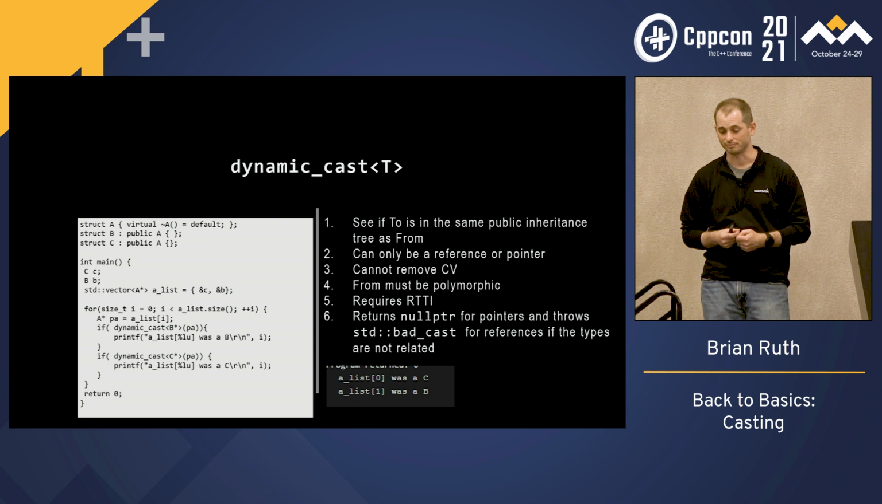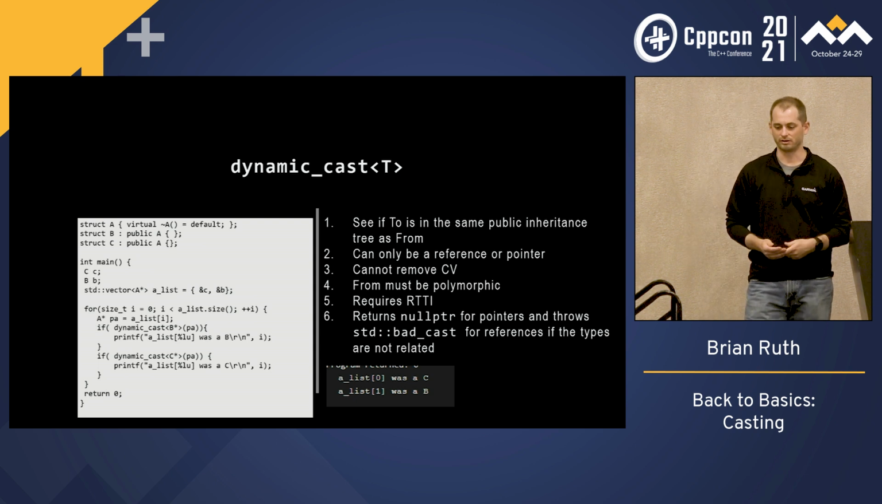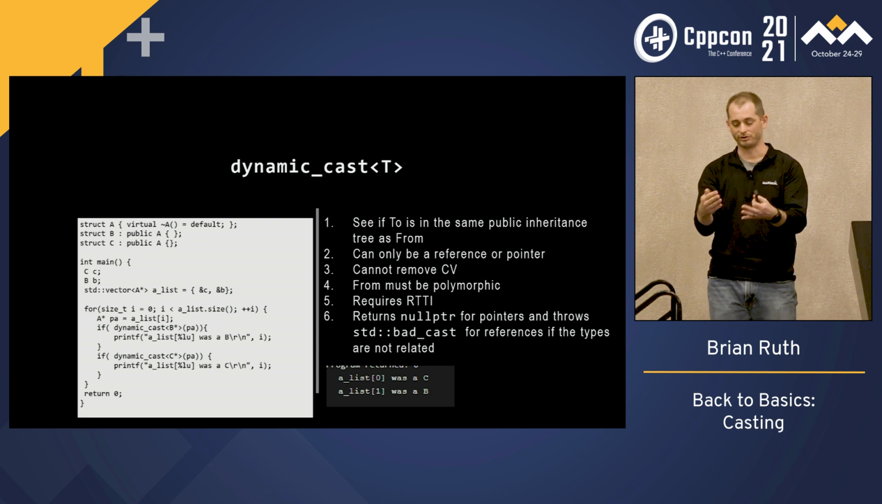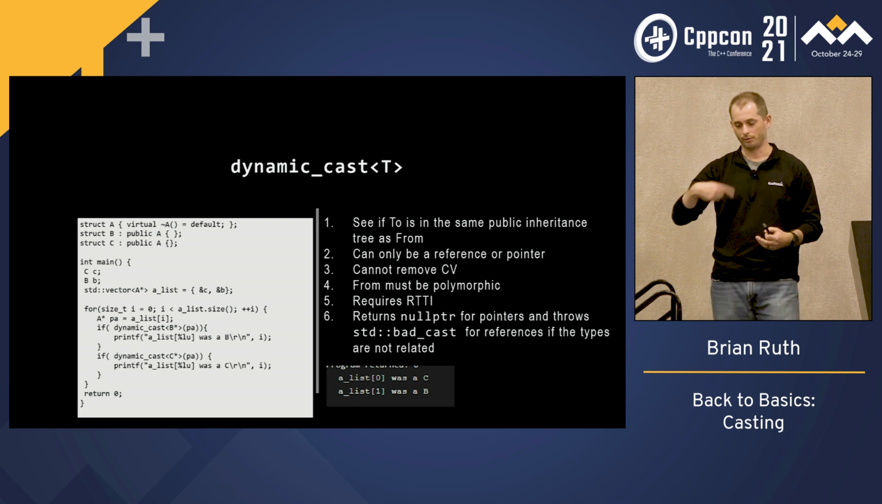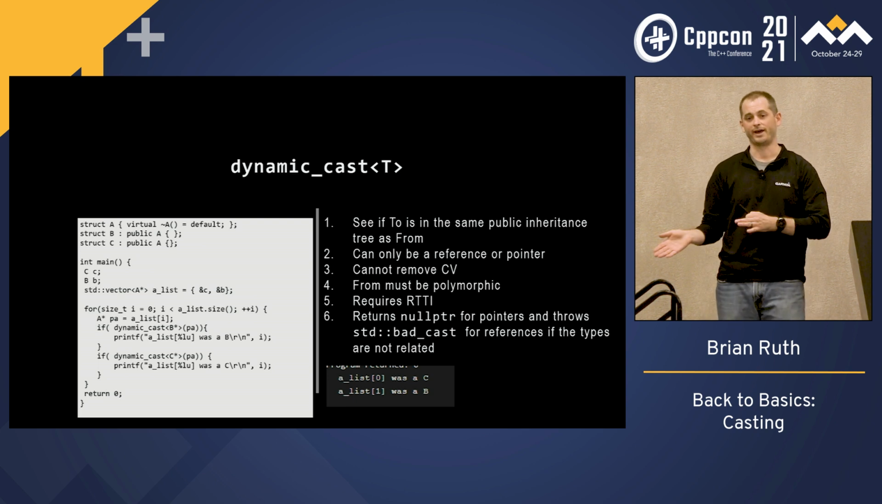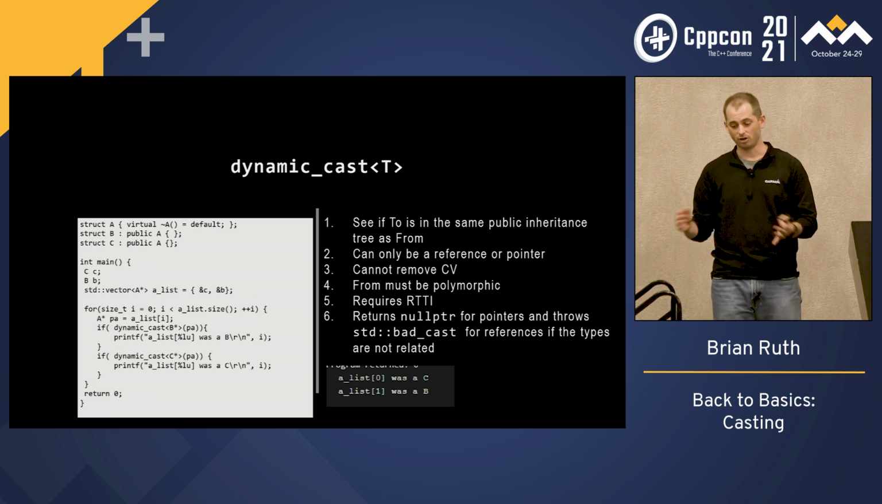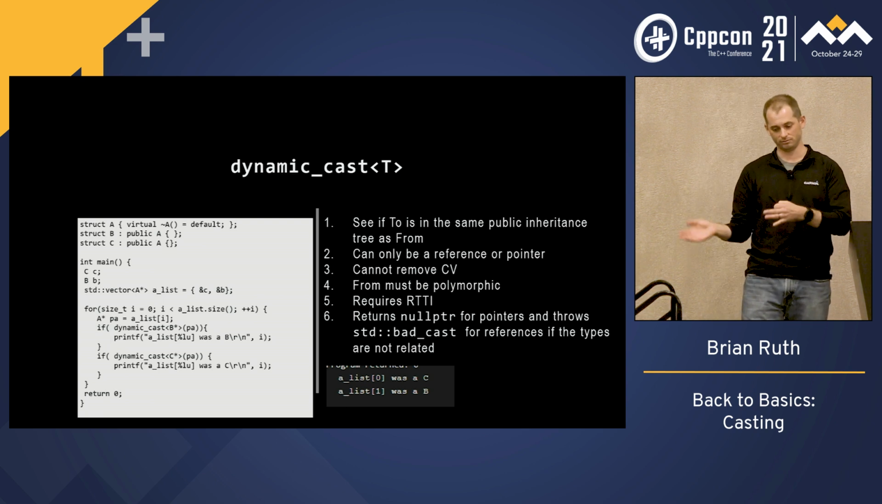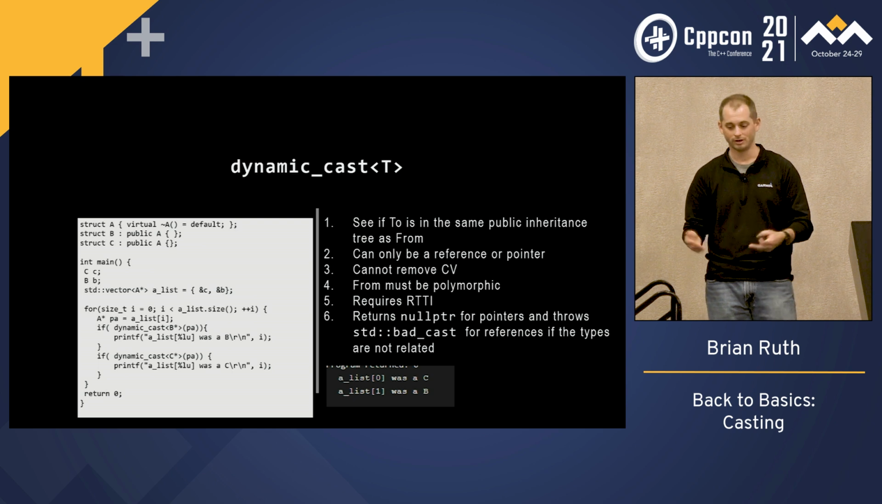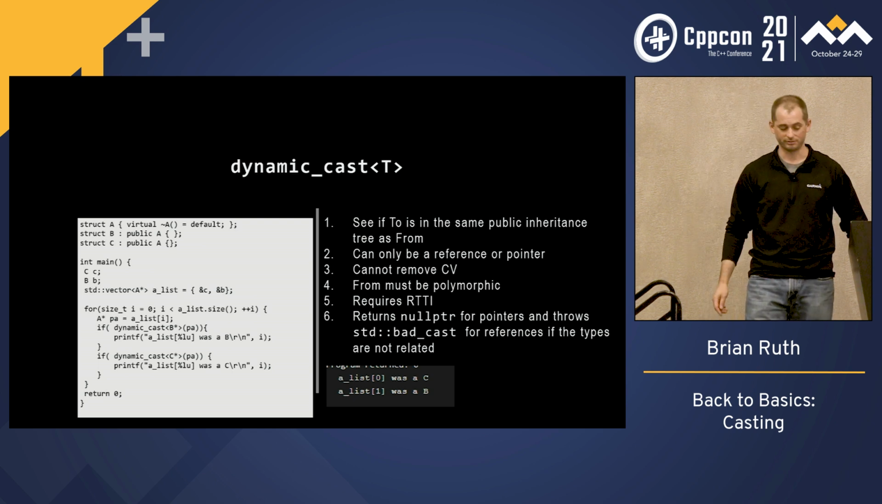a bad cast exception. So here's a quick example. We've got multiple structs, we can load them into a vector using the base pointer, and we can iterate through the list and try to do a dynamic cast. If it's a null pointer, it skips it. If it's not, that means it actually is of that type. So you can see the printout is there.